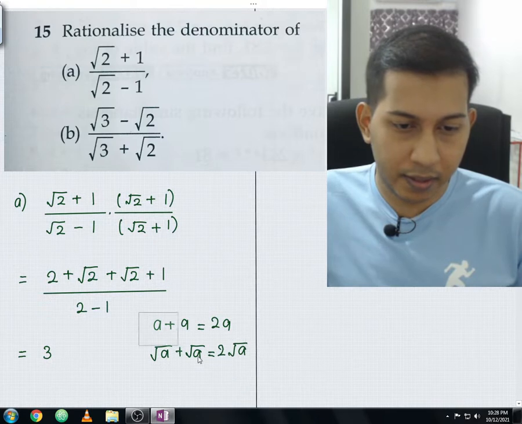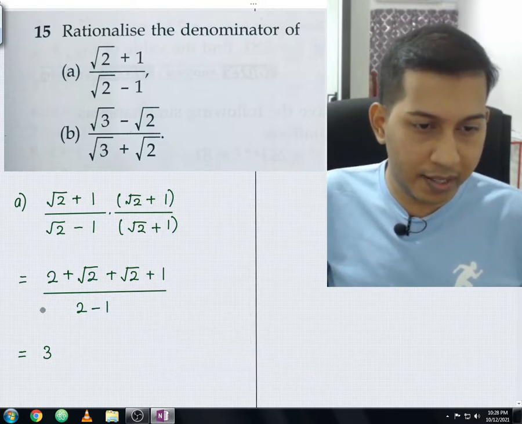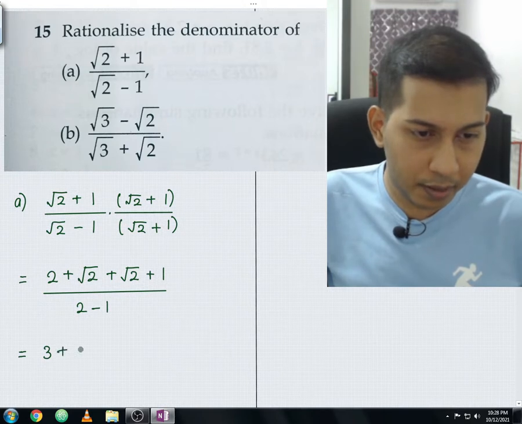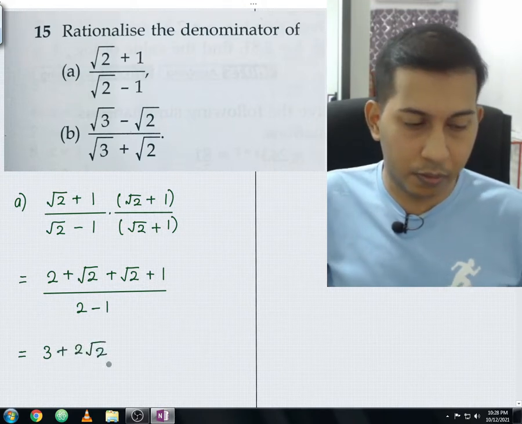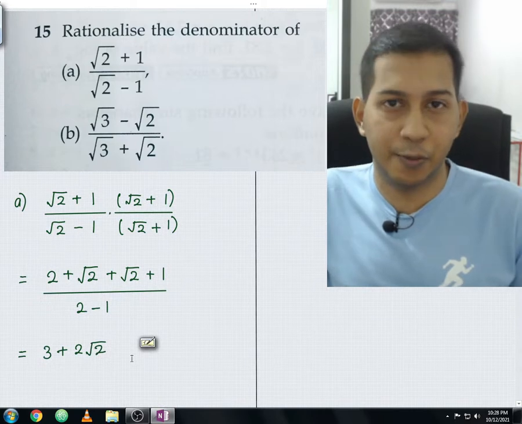So let me erase this. Your final answer will be 3 + 2√2. Let me underline the solution for the question part A.